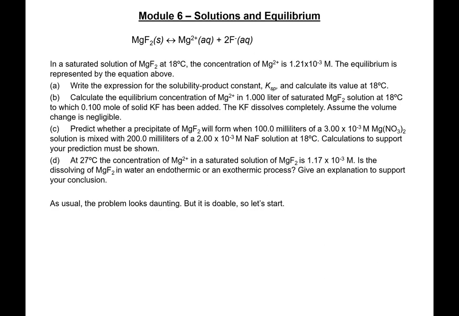In Part D, at 27 degrees C, the concentration of magnesium ion in a saturated solution of magnesium fluoride is 1.17 times 10 to the minus third. Is this an endothermic or an exothermic process? Give an explanation to support your answer. Like last time, this is a pretty daunting problem, but like last time, it's doable. So let's start.